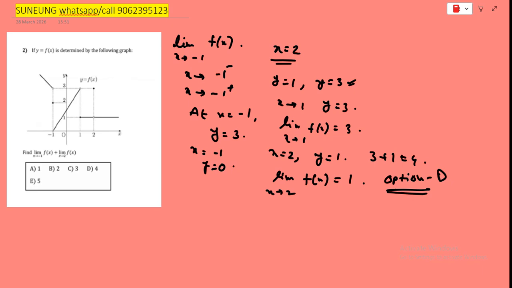Okay. So what did we just learn today? Limits are about the approach, not the destination. And solid dots are the reality, but open circles are the limit. And if you can solve this, you are officially 1% more Korean.